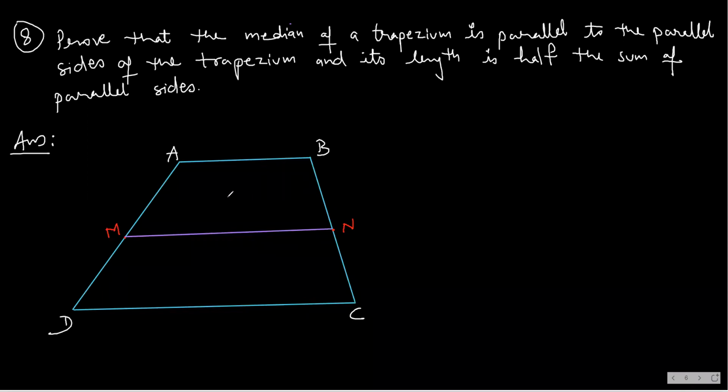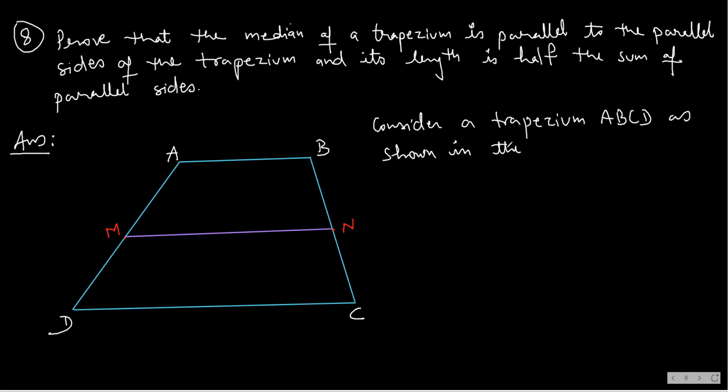Not to be mentioned, you will have to draw the diagram. So you draw the diagram in your answer and then you begin as follows. You will write here, consider a trapezium A, B, C, D as shown in the figure. MN is the median of the trapezium.